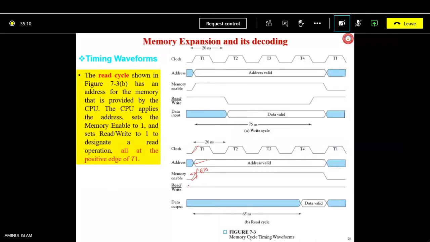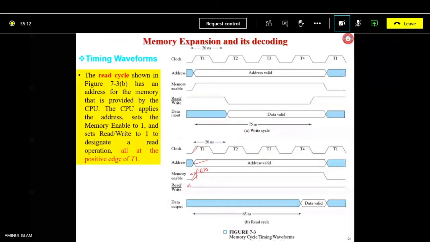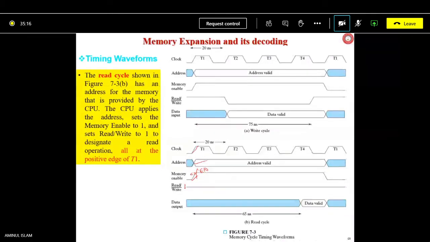It is high, or let me write 1. Okay, and see, the data output is invalid. This shaded portion is invalid data. You are not able to read this data into the processor through these lines.